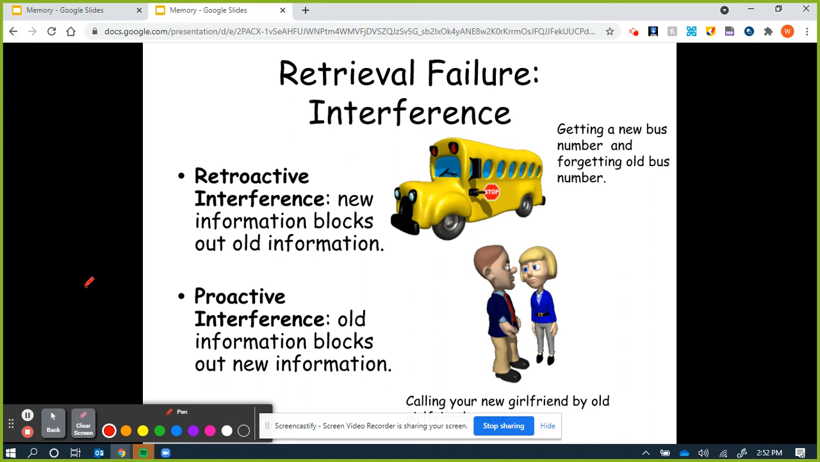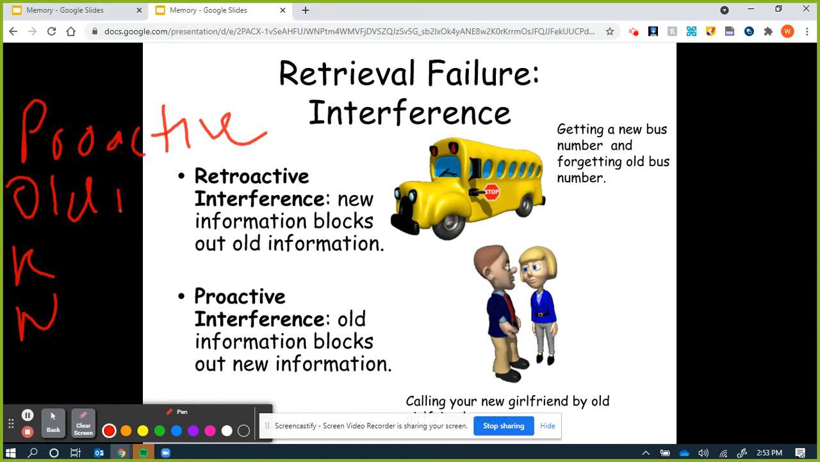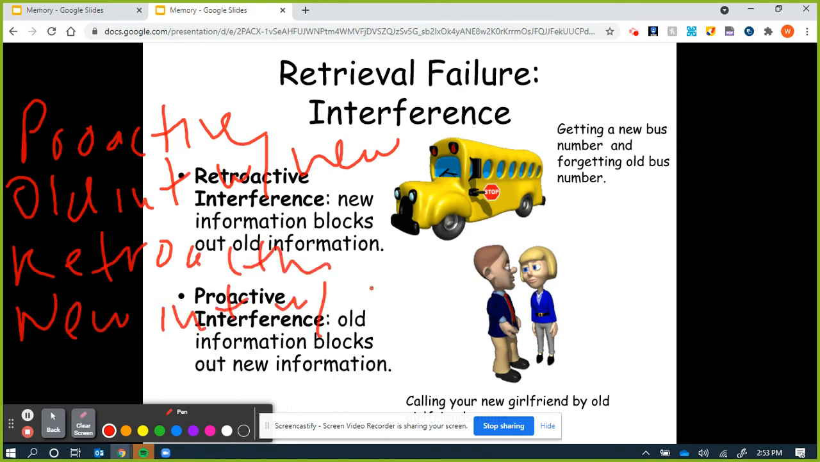Proactive interference is the opposite. It's when something that you learned a while ago gets in the way of you being able to retrieve new information. If your dog dies and you get a new dog, but you keep calling the new dog by the old dog's name, that's proactive interference. A way to remember this is PORN. Proactive, old interferes with new. Retroactive, new interferes with old.